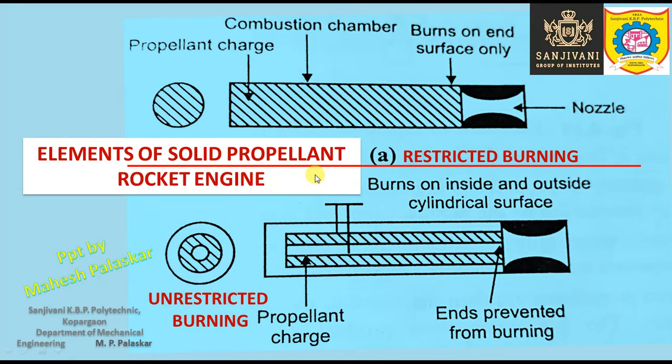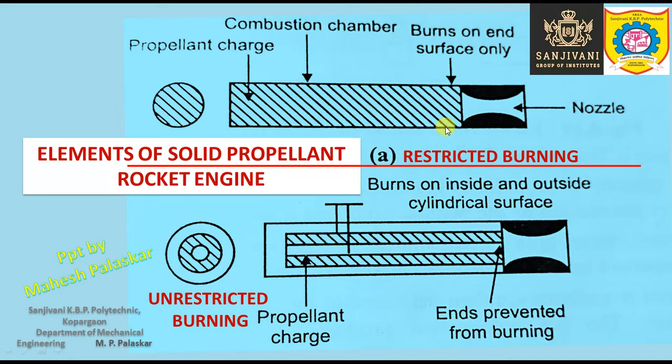So, the solid propellant rocket engine consists of the propellant charge in the solid form and in the cylindrical form, and it can burn at only one end, and this burning will continue from one end to the other end. So only one end can burn, and the burning is restricted. It cannot burn along the other surface. The cylindrical surface cannot burn. This other end cannot burn. Only one end can burn, and this burning proceeds.